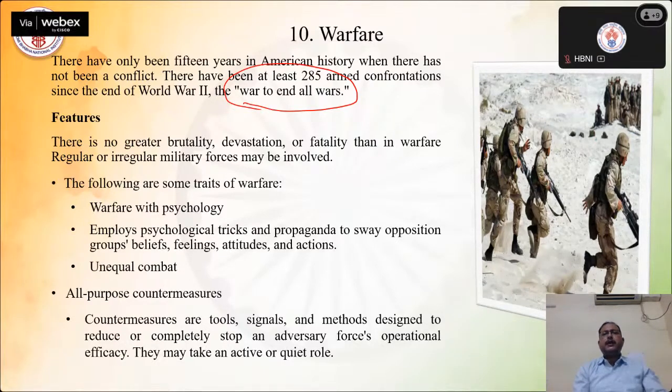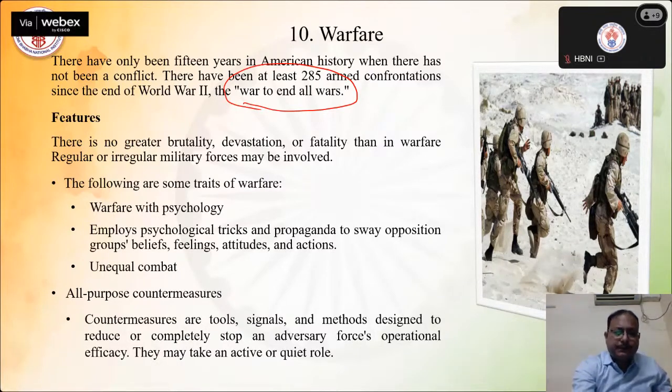Just think of the Ukrainian Russian war. You can see Israel and Hamas. So all these things are there, and military forces are involved. They are using a huge amount of explosive material. Right now, you can see chemical warfare is also there. They are being utilized over there. So the following are some traits of warfare.